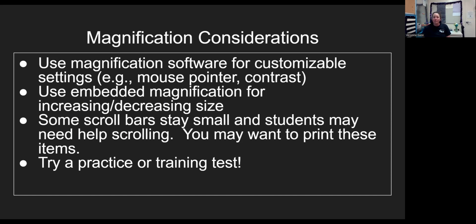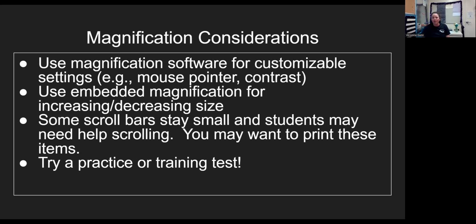But then use the embedded magnification for increasing and decreasing the size. So if you put your ZoomText to 1x, you can use the embedded magnification to make it up to like 20x. And the nice thing about the embedded magnification is it all stays on the screen, and we're not going to have to pan off the screen and try to be able to read all of that. It's all going to stay on the screen no matter how big you get it. So it eliminates all that panning.